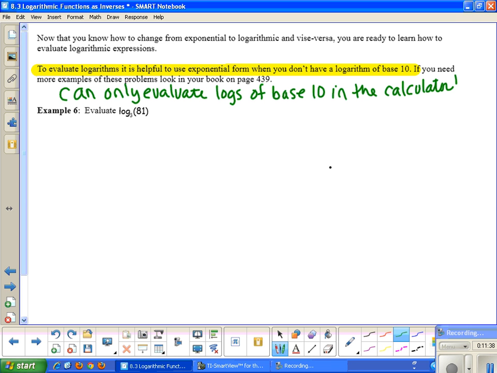So that means, what do we do when we don't have base 10, such as the next problem? If I'm evaluating this, I'm trying to figure out what is the log of base 3 of 81 equal to? Well, how do I do this problem? I'd always like to think about it in exponential form. So the steps to do this would be, put it in exponential form. So I'm going to write the steps over here. Put equation in exponential form.